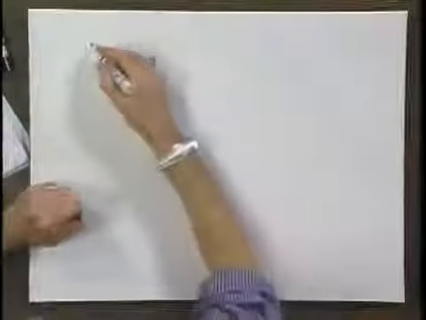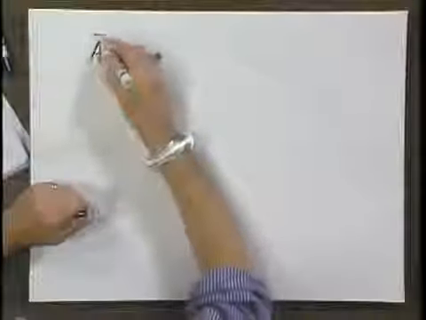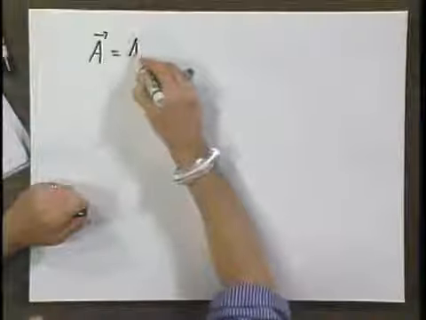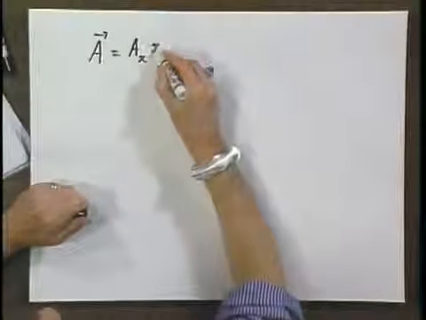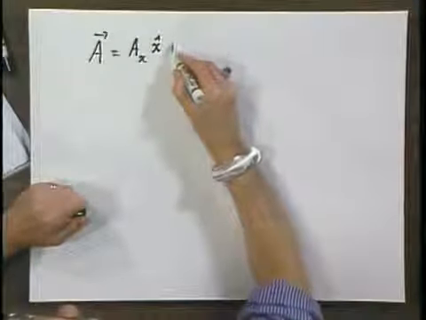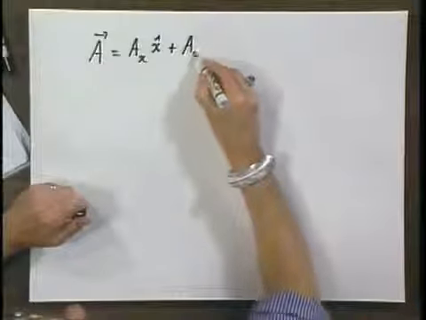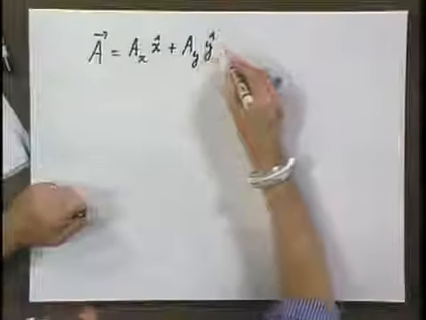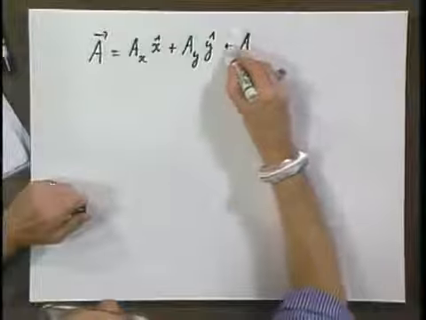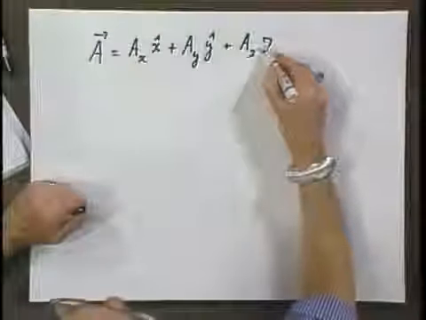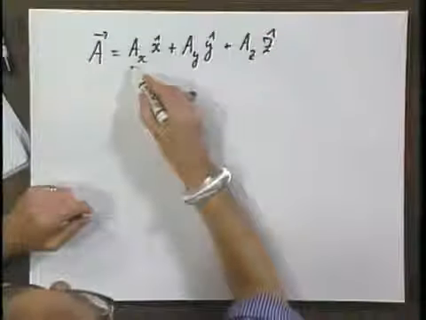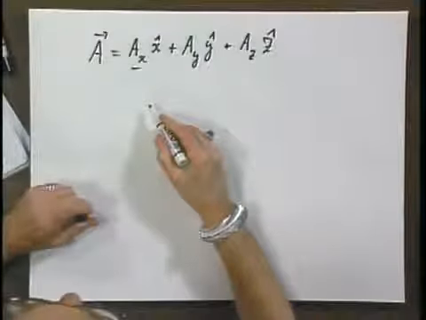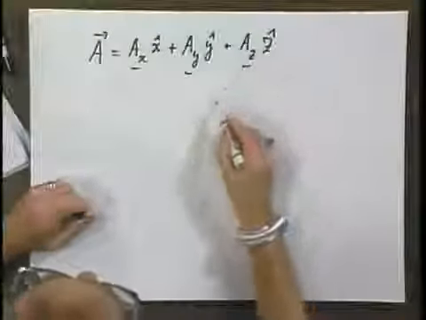I now want to discuss how we add vectors and how we subtract vectors. Let A be a vector with x component A of x x-hat, plus A of y y-hat, plus A of z z-hat. So these are the x component of the vector, the y component, and the z component of the vector.